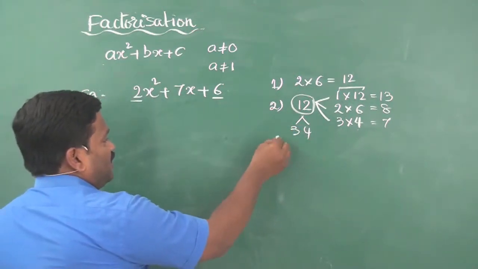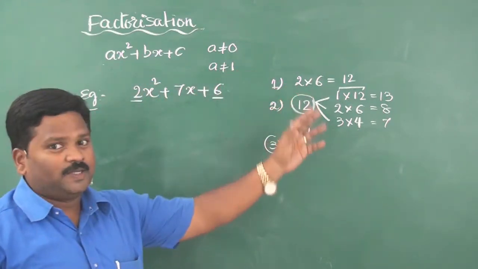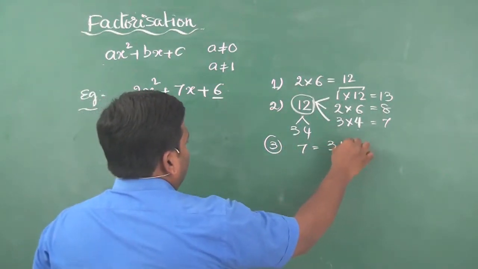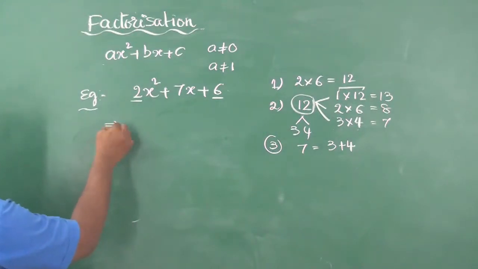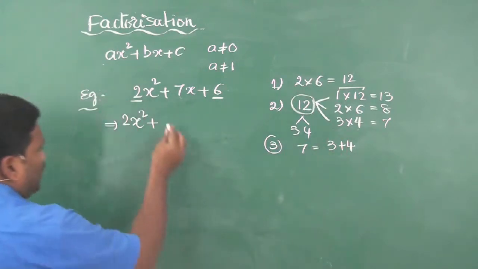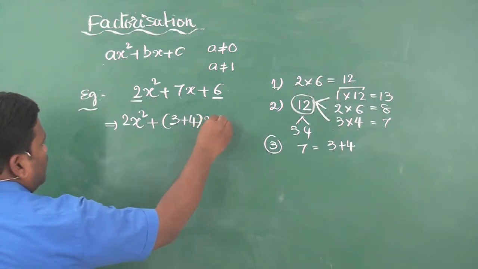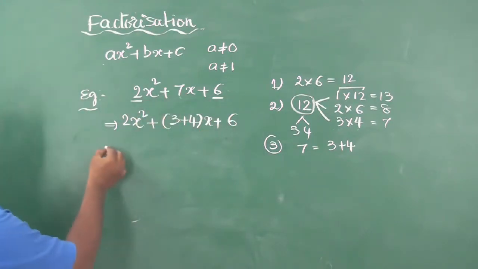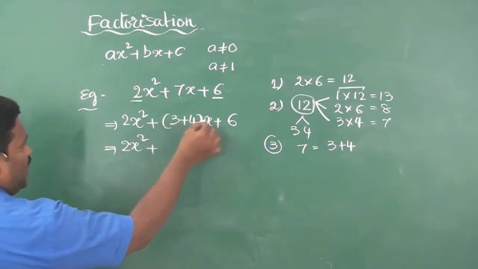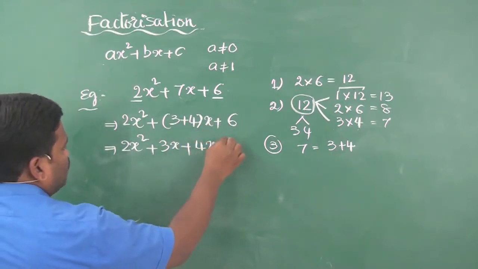And third one, let us split the middle term according to the factors of this product. Therefore, this 7 can be written as 3 plus 4. 2x square, in place of 7, let us split as 3 plus 4 of x, and 6. 2x square plus 3 into x, 3x, plus 4 into x, 4x, plus 6.